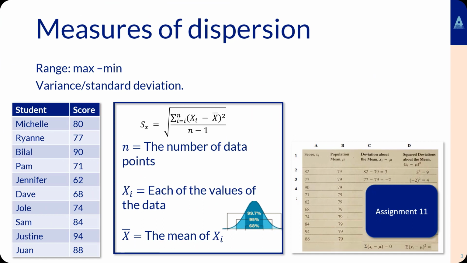Square rooting it reverses the squaring and gets us back to a proper scale. So the variance is an accurate score, but it's not in the same scale as the actual raw data. We can see our raw data here, the student scores. Student scores can only be between 0 and 100, but in practice you can see that the student scores are all between things like 60 and 90.